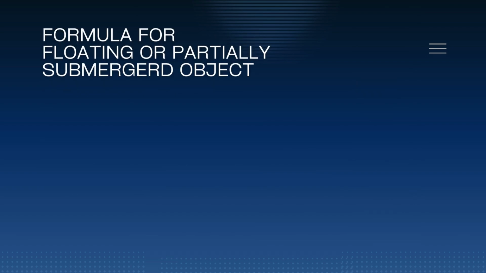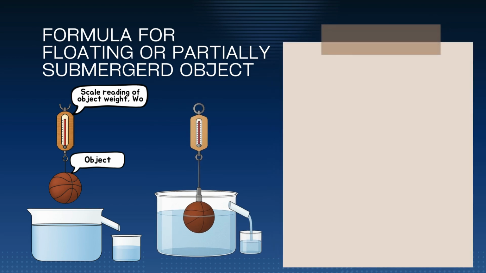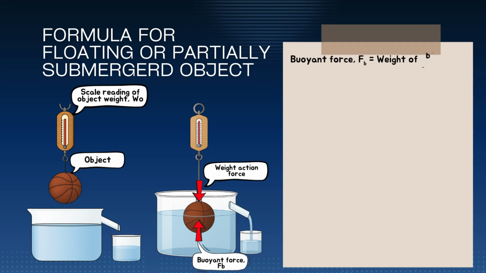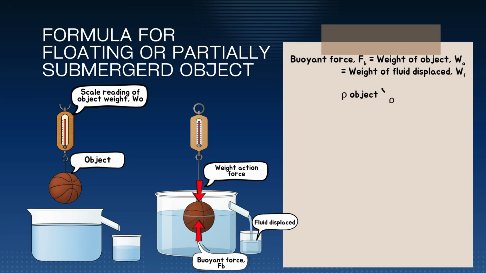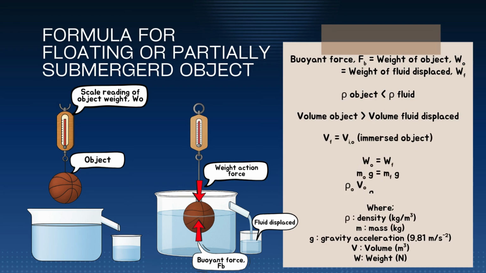For a floating object, something very important happens. The buoyant force equals the weight of the object. This also means the weight of the object equals the weight of the fluid displaced. When the object floats in water, the density of the object is less than the density of the fluid. Besides, the volume of displaced fluid is equal to the volume of the immersed object. We can use this basic formula for the calculation.